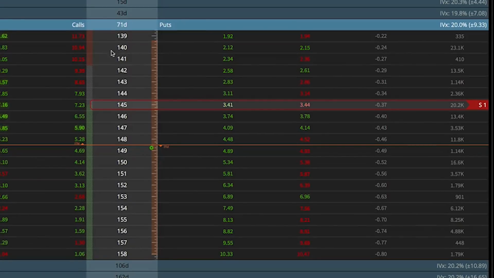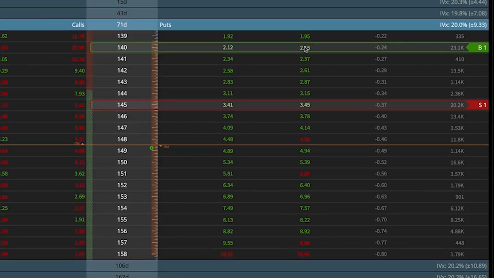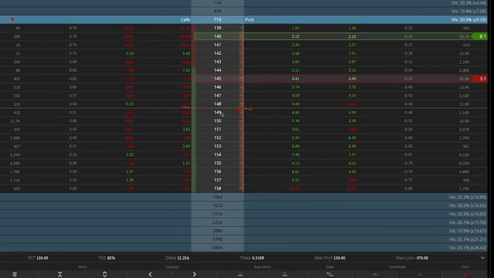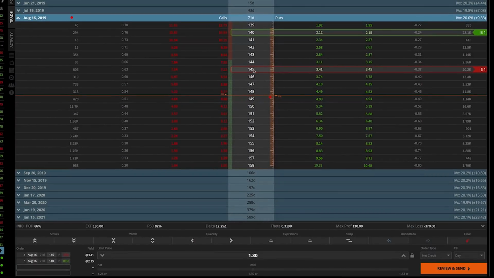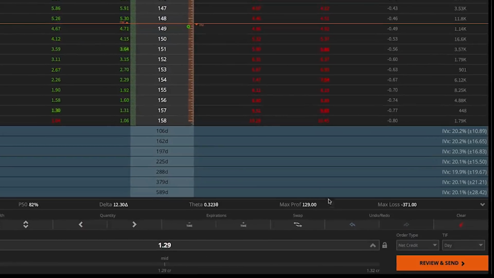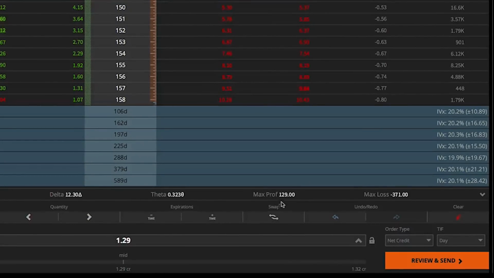So to queue up an order to buy the 140 put, I'm going to click on the ask price of the 140 put, and now I have an order queued up for the 145-140 bull put spread in IWM that expires in 71 days. The current mid price of this spread is $1.30, and that translates to a maximum profit potential of $130 and a maximum loss potential of about $370.